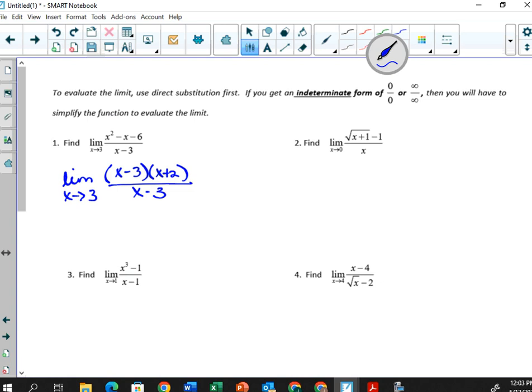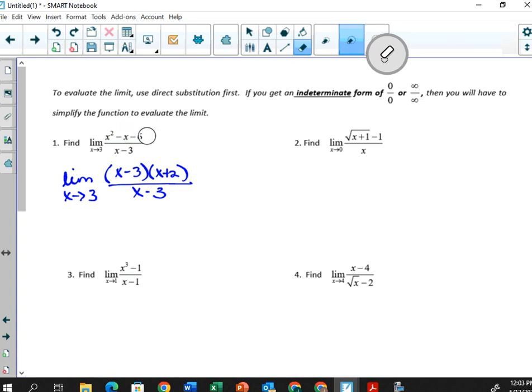When there's a leading coefficient of 1, there's not really a lot to it. You just think, what two numbers multiply to negative 6 and add up to negative 1? Those two numbers are negative 3 and positive 2. Is the answer 5? No, we are factoring this. That's why it still says limit as x approaches 3 on the front.